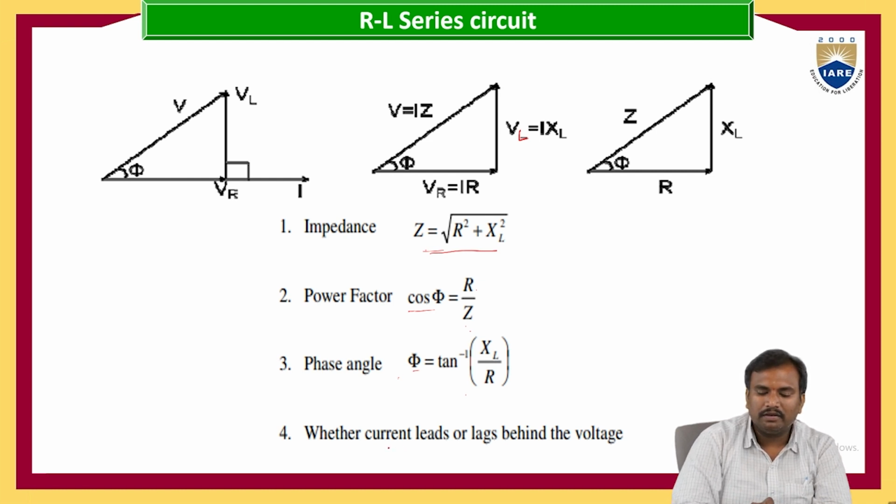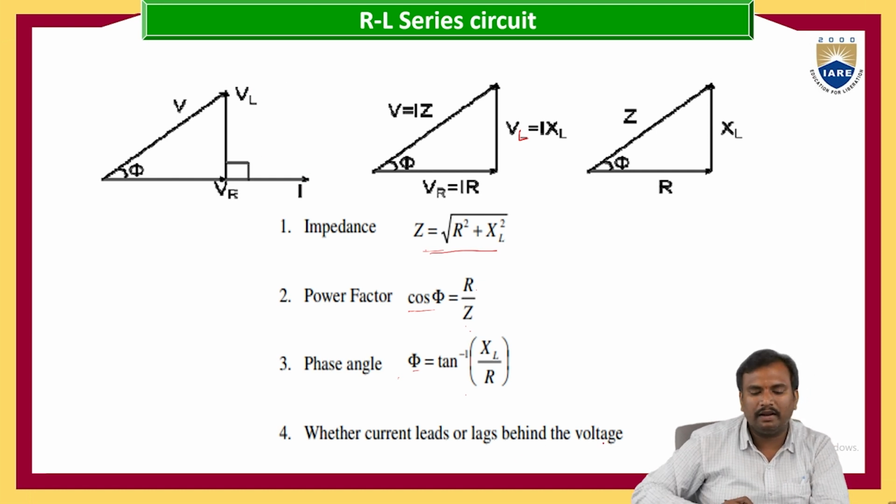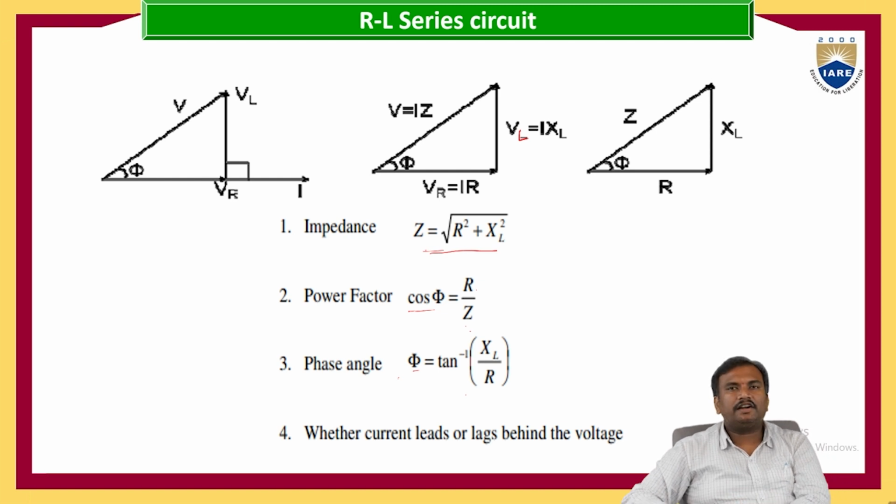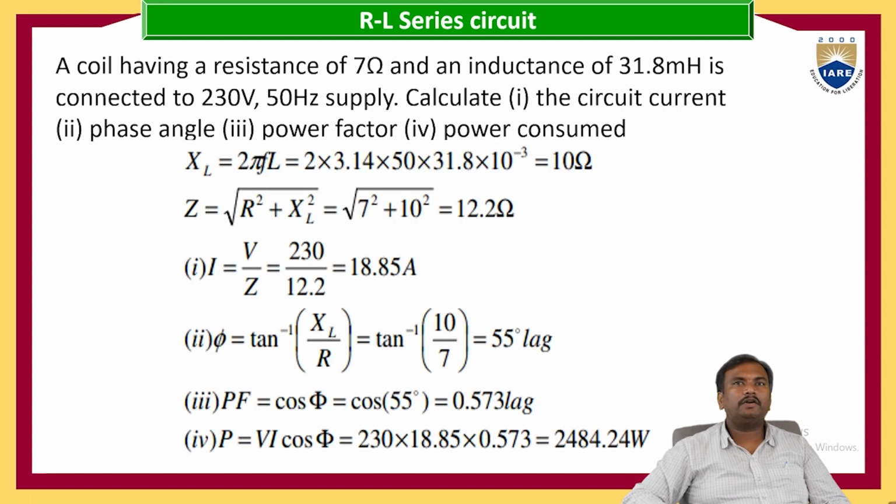Here, does the current lead or lag behind the voltage? Here the current will be lagging the inductance voltage by 90 degrees. This is corresponding to the RL series circuit. Now we'll go with the RC series circuit. Before going to the RC series circuit, let us have one problem on the RL series circuit.